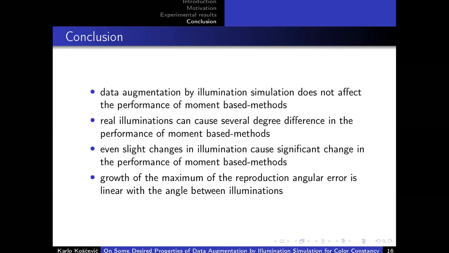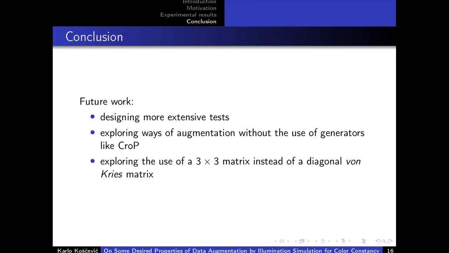And on average, the errors of these methods for real-world illuminations can differ by several degrees, depending on the scene illumination. And in many cases, even slight changes from one illumination to another can bring a significant change in the performance of momentum-based methods, with the maximum of the expected reproduction angular error obtained on images growing linearly with the angle between the illuminations.